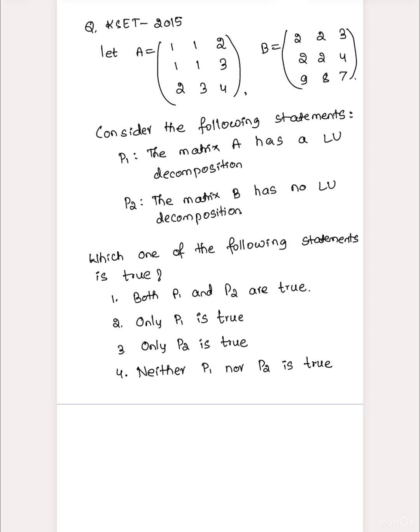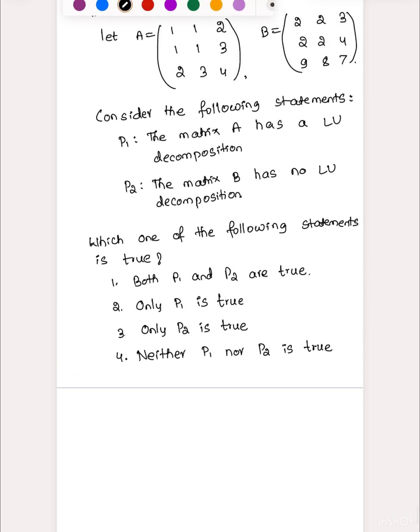Consider the following statements. The statement P1 says the matrix A has LU decomposition, and P2 says the matrix B has no LU decomposition. Which of the following statements is true? Option 1 says both P1 and P2 are true. Option 2 says only P1 is true. Option 3 says only P2 is true. And option 4 says neither P1 nor P2 is true. So they are asking whether A and B have LU decomposition or not. First we will consider A and B separately.